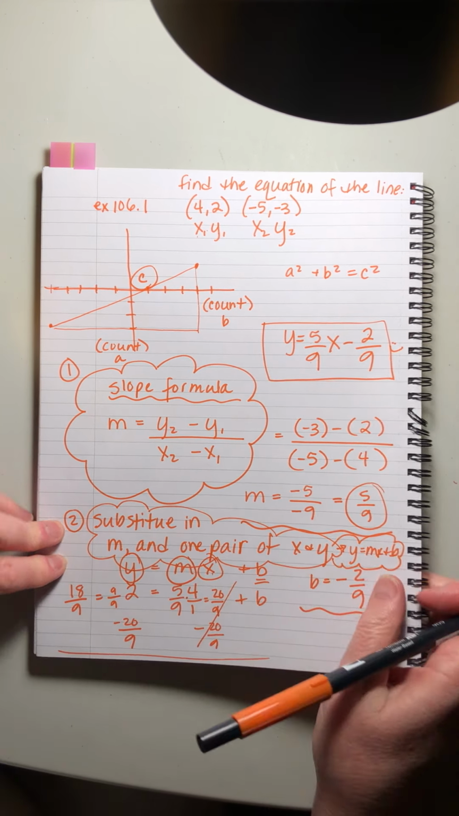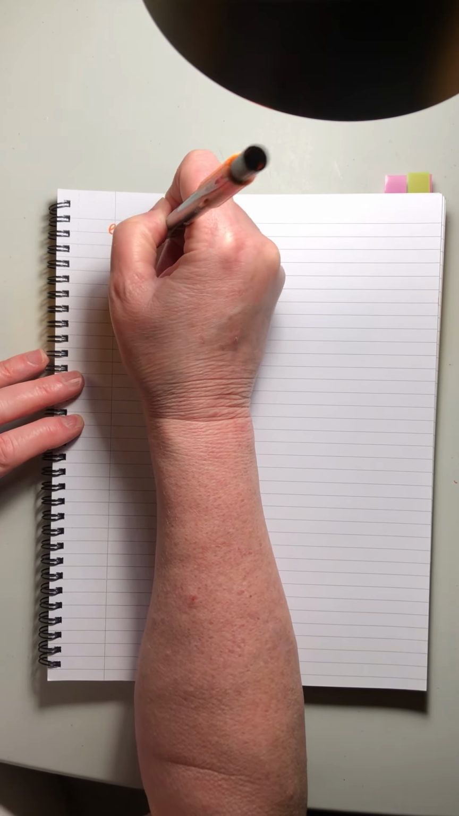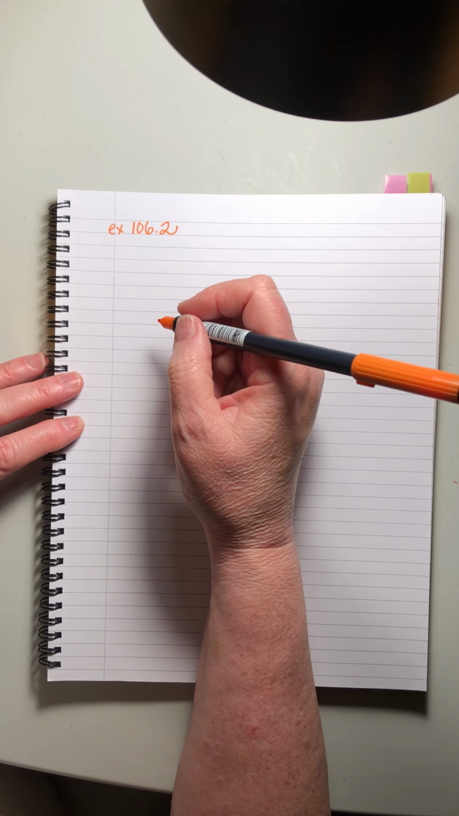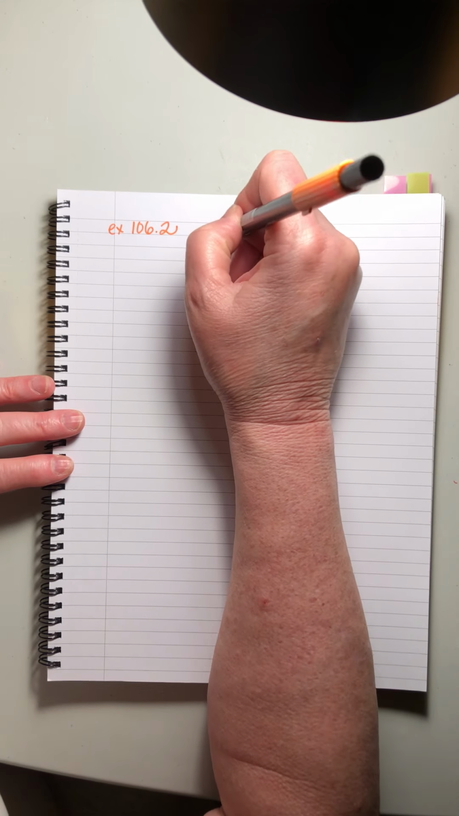All right, let's try it again. Oh, that was so fun. Ready? Example 106.2. Find the equation of the line that passes through the points, and then I write down the points.